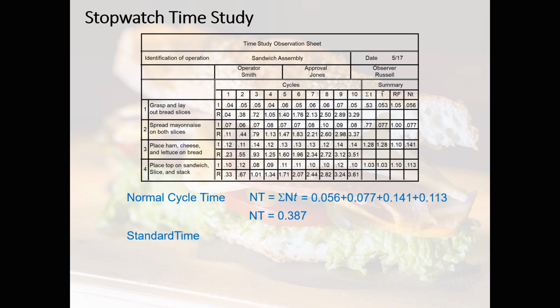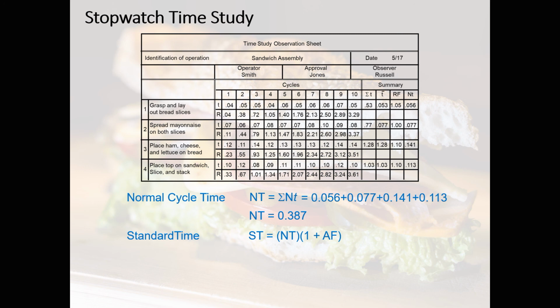Let's look at standard time. Standard time is represented by an uppercase S and an uppercase T, and it is equal to our normal time multiplied by 1 plus an allowance factor. The allowance factor is all of the normal, unavoidable delays that workers have during the course of work. Going to the restroom, fatigue, anything that would affect their rate, phone call.